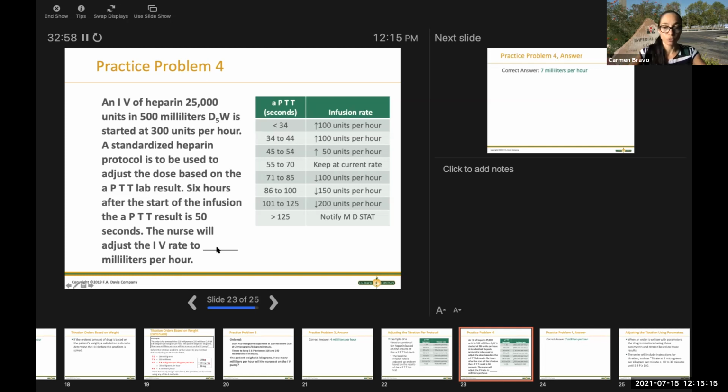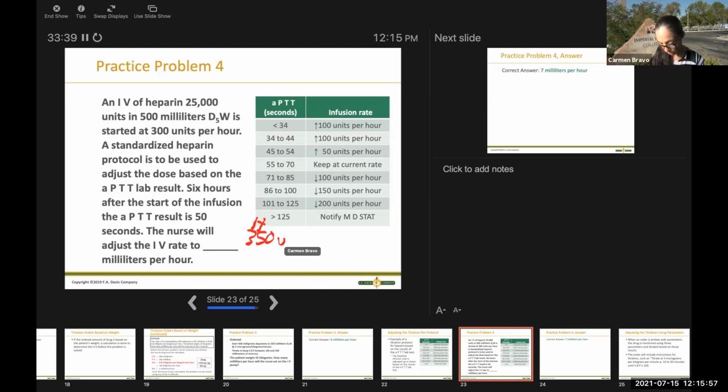So that's where it's tricky. We know for sure that if the PTT is 50, do I have to increase or lower the infusion rate? Increase. I have to increase it by 50 units. So I have to make my problem so that it's 350 here. We would still have to plot in the order. So it would have to be 350, where's my pencil, it would have to be the 350 as my hourly.